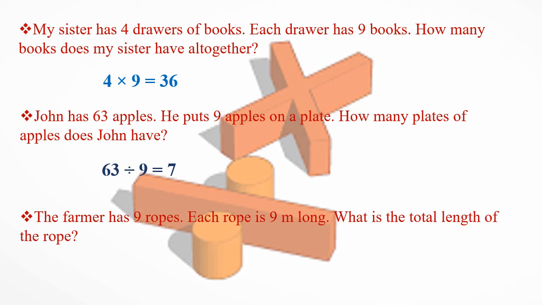Next one. The farmer has 9 ropes. Each rope is 9 meters long. What is the total length of the rope? The farmer has 9 ropes and one rope is 9 meters long. So how to find that answer? You have to multiply 9 by 9. When you multiply 9 by 9, the answer is 81.